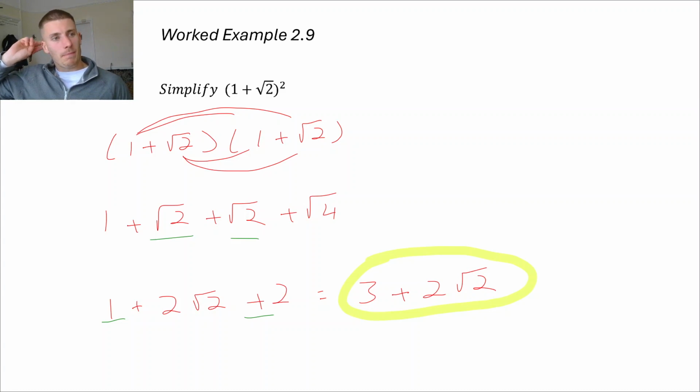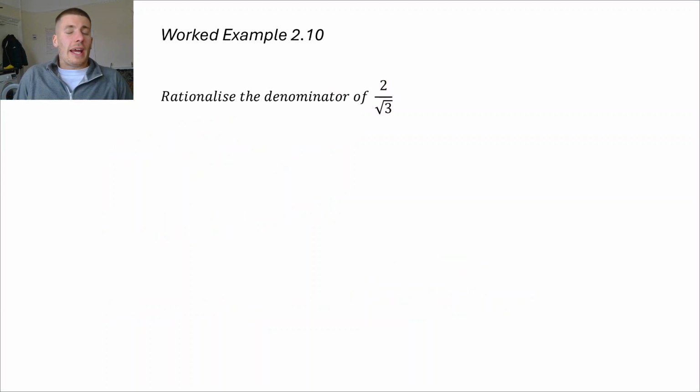That's your answer. Good. Okay, example number 2.10. This should be a piece of cake if you look at my video on rationalizing the denominator. It says rationalize the denominator of 2 over root 3. So you want to manipulate it so the surd is not on the bottom.